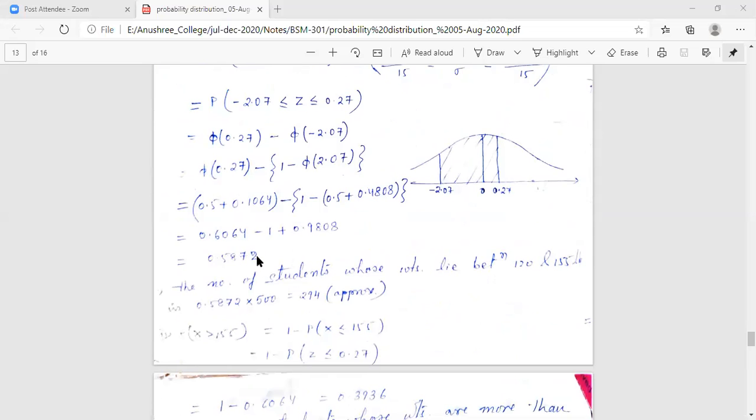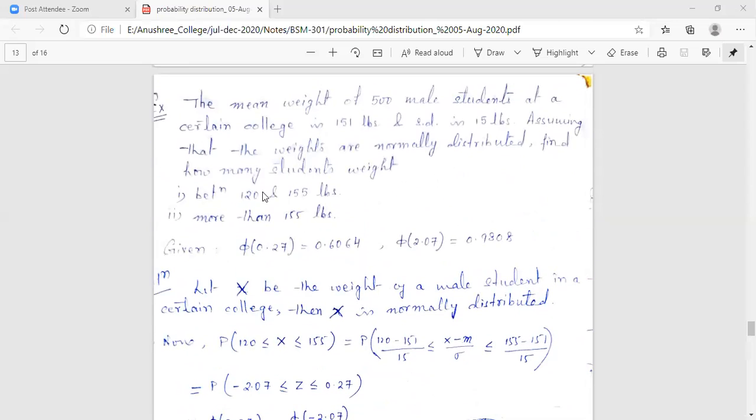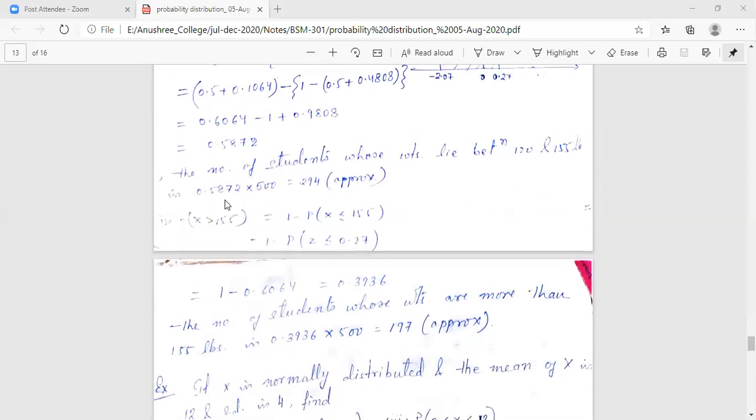If this is the probability for one student, then the total number of students lying in this criteria will be this multiplied by 500. This gives you 294 approximately; I got 293 point something, and it will be 294 approximately. So we will have 294 students whose weight lies between this interval.